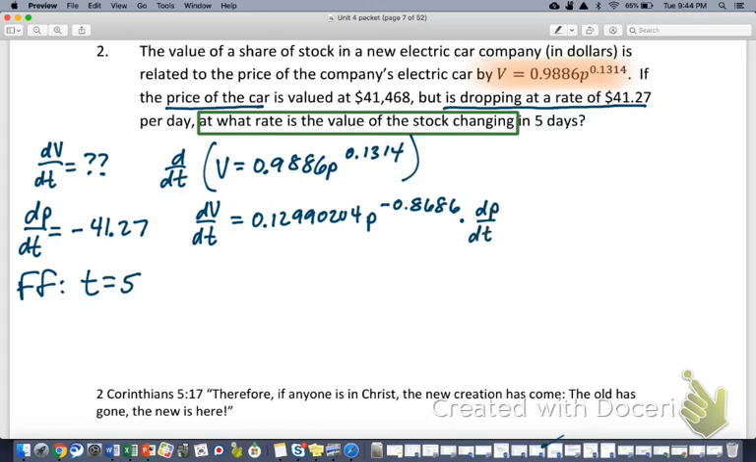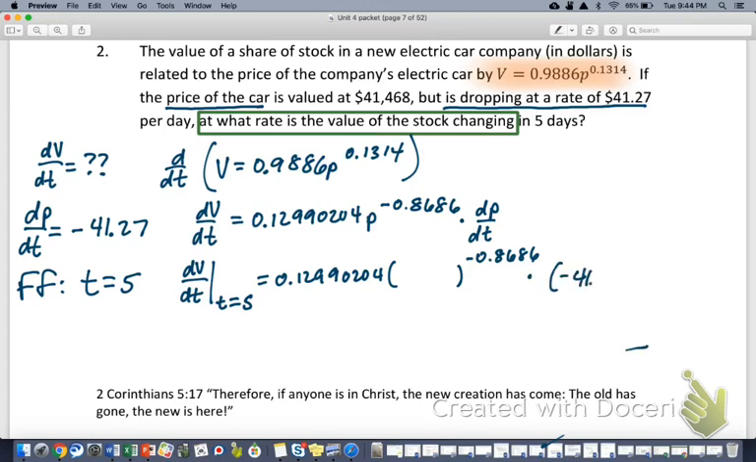Okay, so I've pushed play on my movie. Now I just need to plug in the appropriate values. See how this all turns out. So I'd say dV/dt at the freeze frame moment equals 0.12990204. I'll leave this blank for a minute. P to the negative 0.8686, and then dP/dt I already know is negative 41.27.